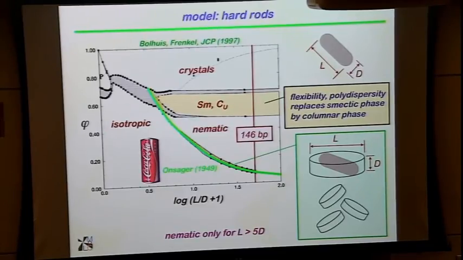Right, so we're packing rods. There's a lot known about the oligocrystal behavior of packed rods. This is a simulation of hard spherocylinders, where the variables are the length, the anisotropy, and the constant volume fraction. If you make them anisotropic enough, so this is 146 base pair DNA, then you have isotropic, nematic, and columnar phases, and then at higher concentration, crystal phase.